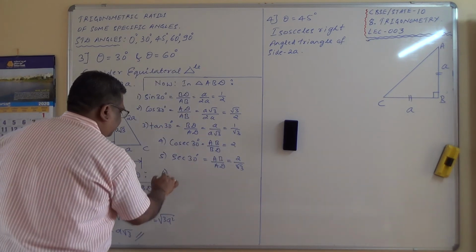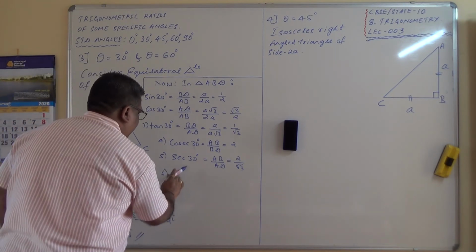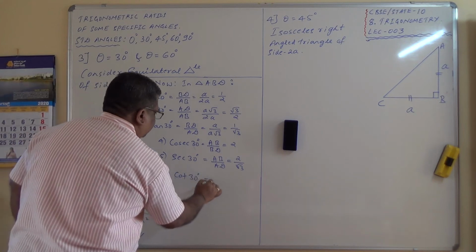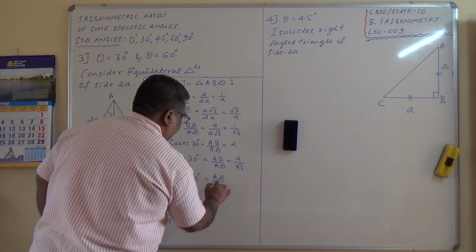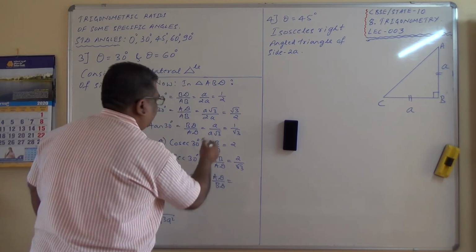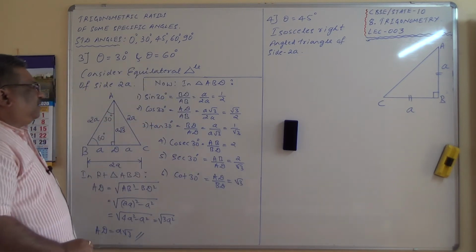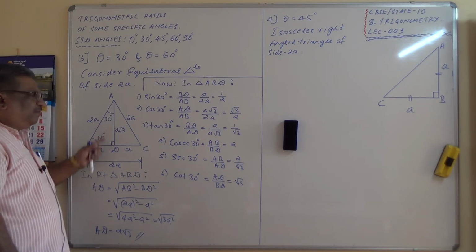And finally sixth one, cot 30 degrees is reciprocal of tan 30, AD by BD, which is root 3 by 1, root 3. These are the 6 T ratios of 30 degrees. From this you should be able to prove this.